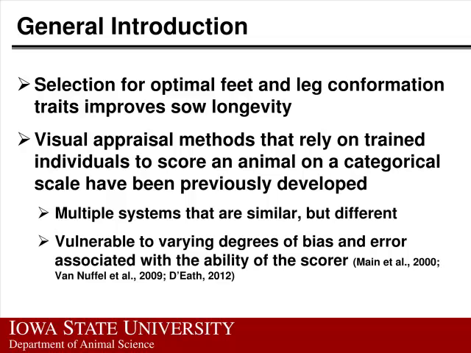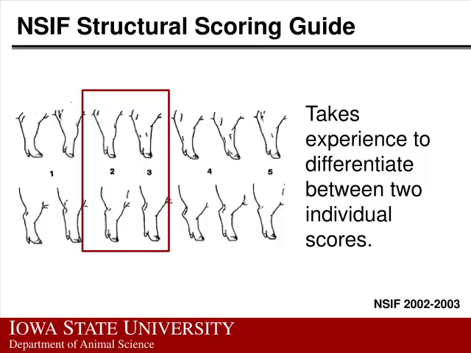So one of the objectives that we were trying to do with this overall study was make a system where everybody could use it regardless of training level, that doesn't necessarily take into account the vulnerability to varying degrees of bias and error that are associated with scores. We're not saying that those scoring systems that have been developed are bad, as my major professor has been involved in some of those processes, but that based on the availability of training and interaction between scores, they can have varying degrees of error. As shown here, a score between 2 and 3 of this structural scoring guide, it kind of takes experience to differentiate between the two individual scores.